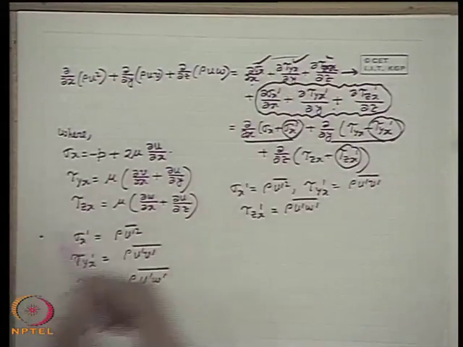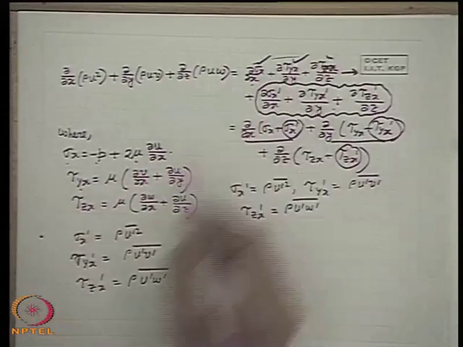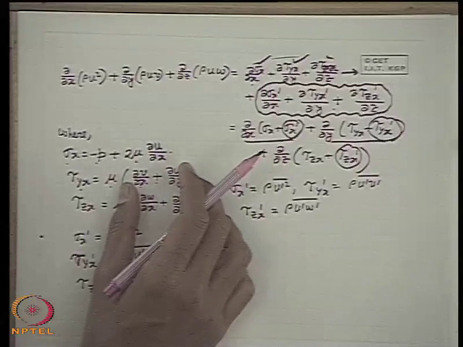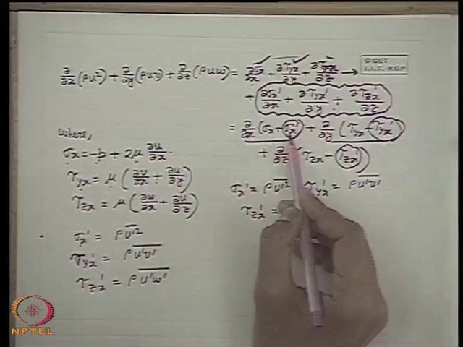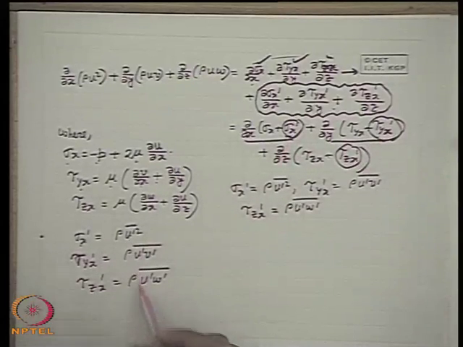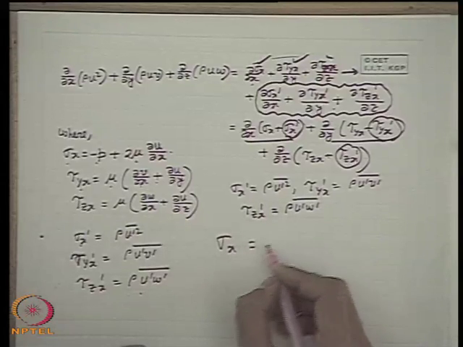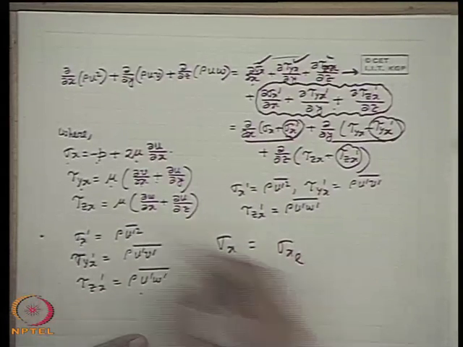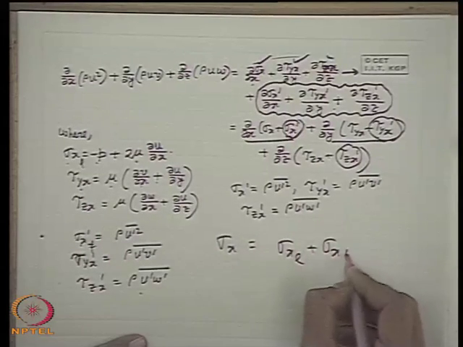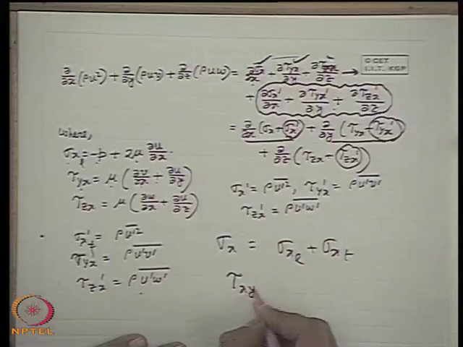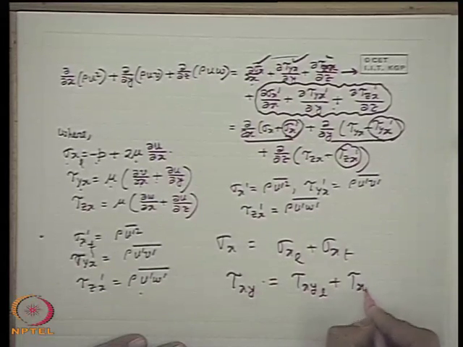Now, if you recall the definition of sigma x in laminar flow, it was minus p plus 2 mu del u del x. Similarly, tau xy is mu times del v del x plus del u del y, the shear rate in the xy plane, and similarly for the zx plane, whereas these additional stresses we have already recognized. So, therefore, the net stress sigma x can be written as the laminar part plus the turbulent part. Similarly, tau xy or yx, whatever you call it, is equal to the laminar part plus the turbulent part.